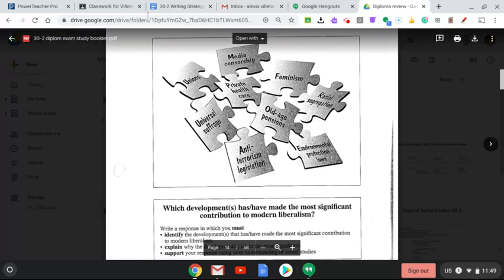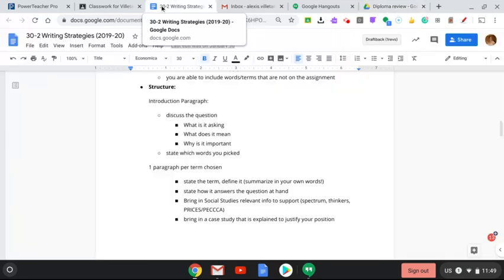Something like that. Okay. Again, if you're in grade 10, your connection might be something more to do with globalization. And if you're in grade 11, it's probably going to be more about nationalism. But you're going to state your term, define it, state how it answers the question.